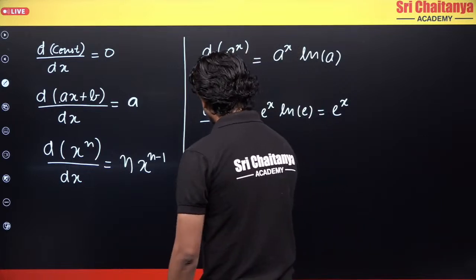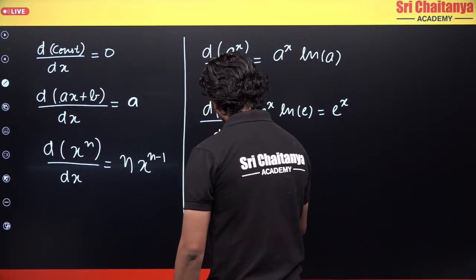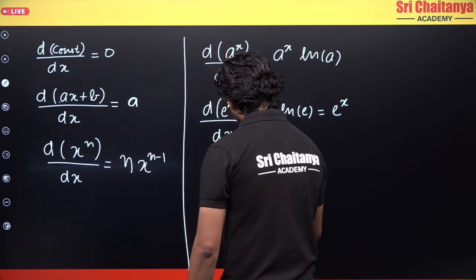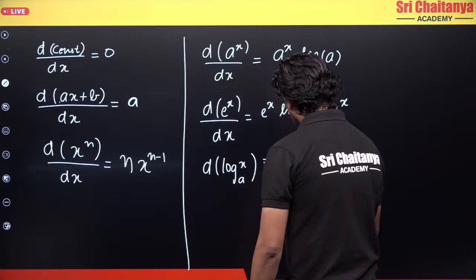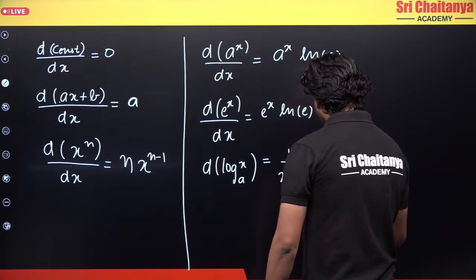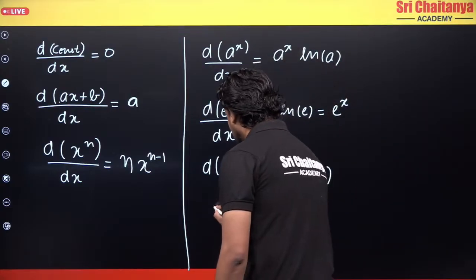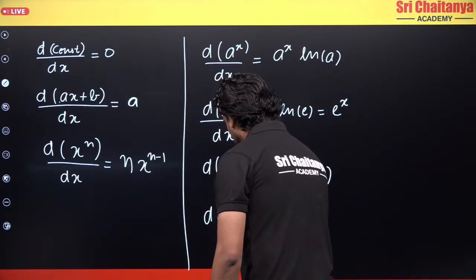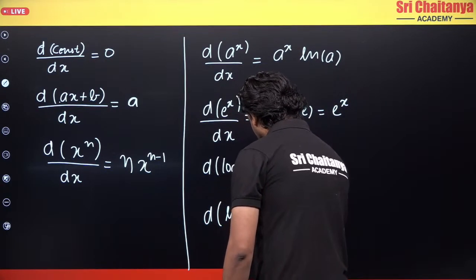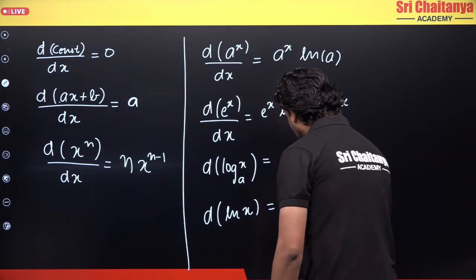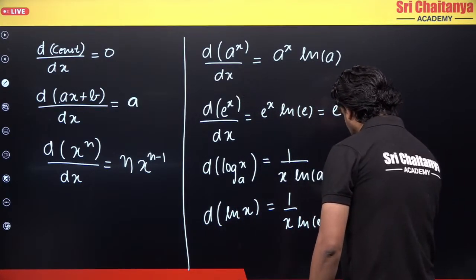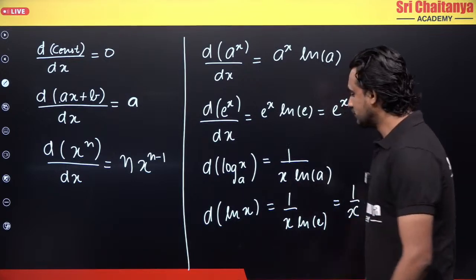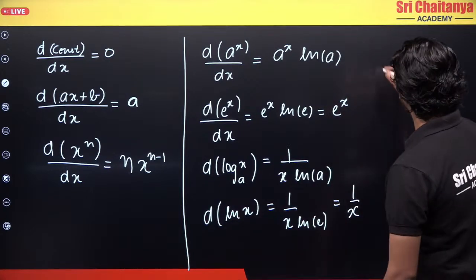Second, differentiation of the log function. Differentiation of log x base a is 1 upon x ln a. Again, if I substitute a as e, then differentiation of ln x is 1 by x ln e, and ln e is 1. So differentiation of ln x is 1 by x.